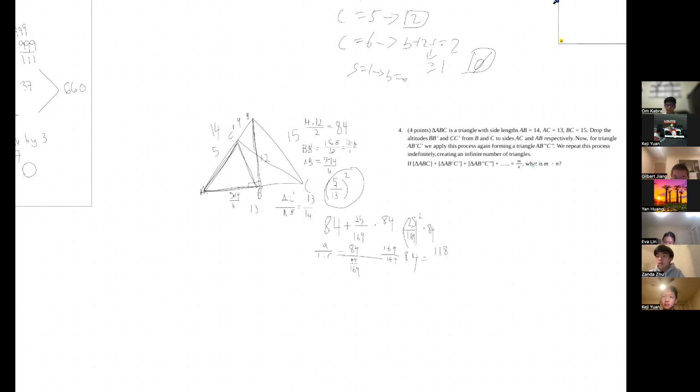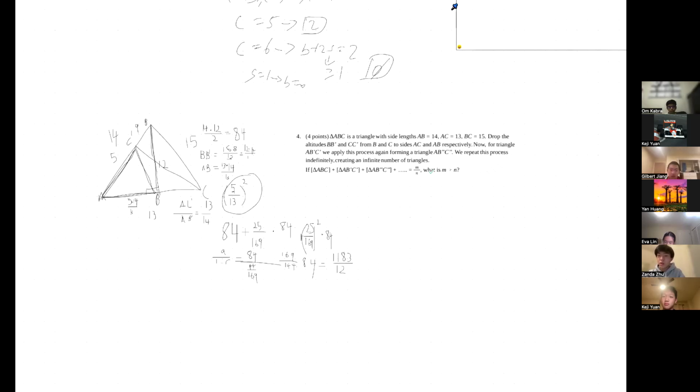Yeah, that's the exact way to do it. So basically, first you want to find some relationship between AB prime C prime and the original triangle ABC. Here you found that they were similar using your method, but I think there should be a faster, quicker method. So let me draw the triangle first.